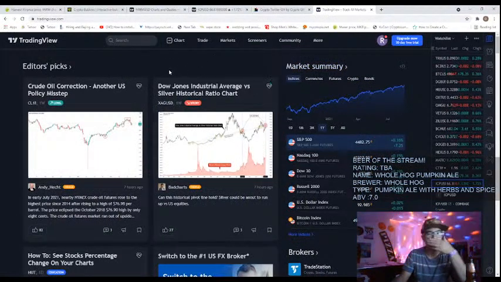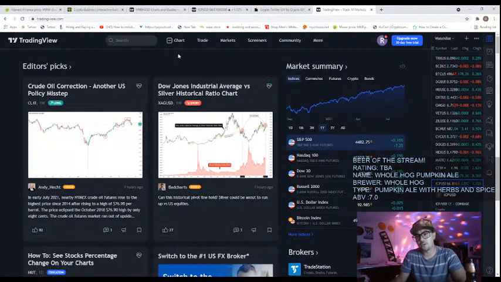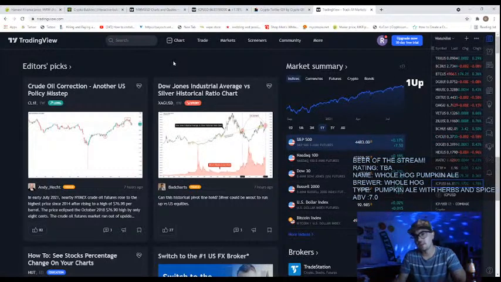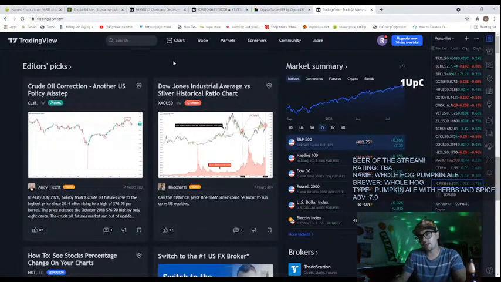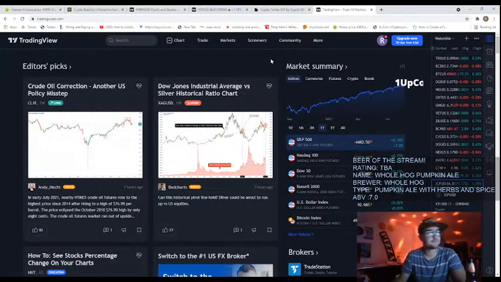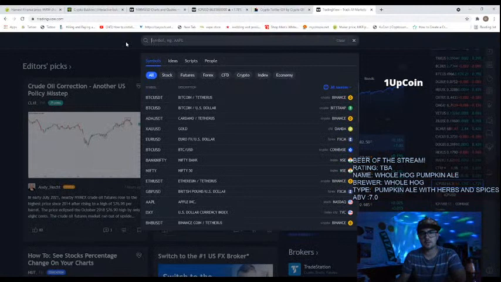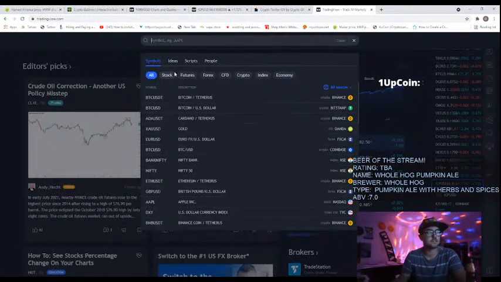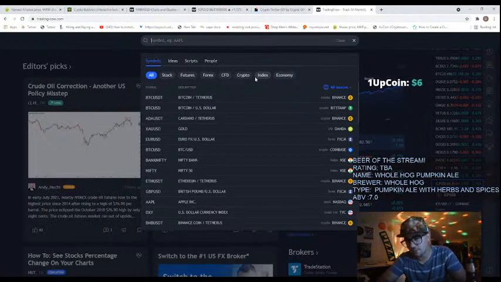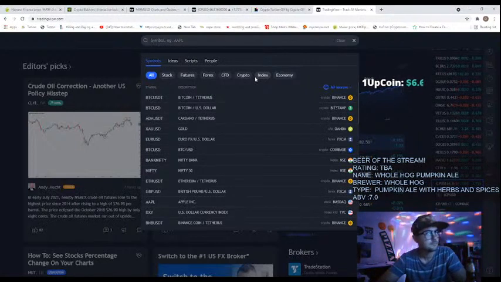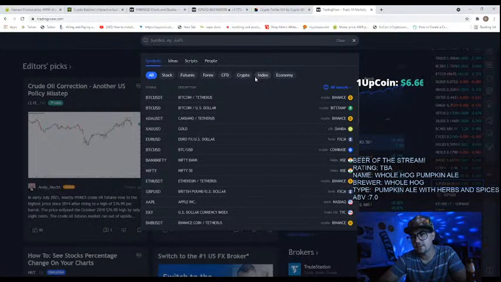Okay, so when you get to TradingView, for those of you who don't know, TradingView is free. You can pay for an account if you'd like. I just like it because if the asset is not on TradingView, it's probably not worth trading, right? So if you go up to the search bar on TradingView, your screen should look pretty similar to mine. And let's just say you want to look up a crypto, okay? You're going to want to find out the ticker to the crypto.